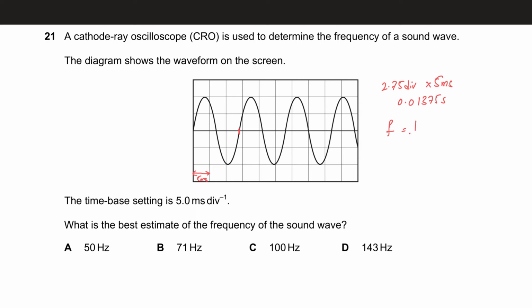Frequency is 1 over time period. So 1 divided by this value gives me the frequency, which is equal to 72.7272 recurring decimals, so 72.7 Hertz. The closest option that I have here is B.